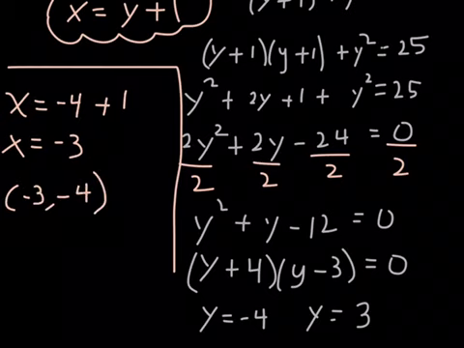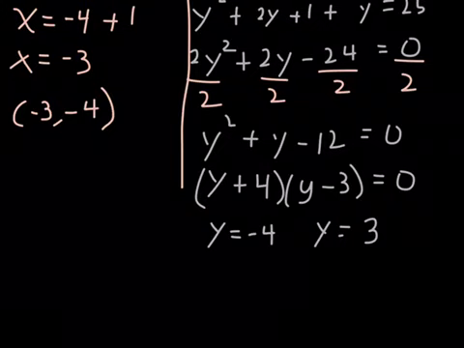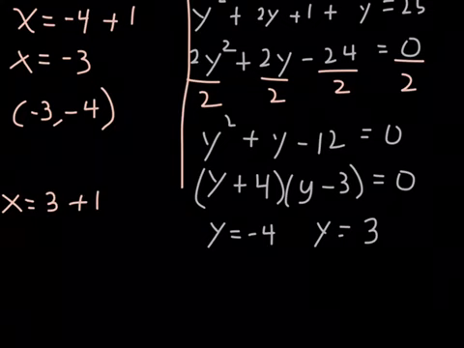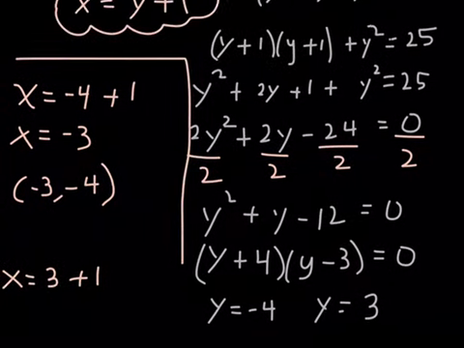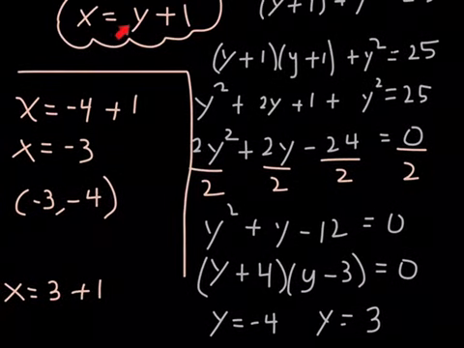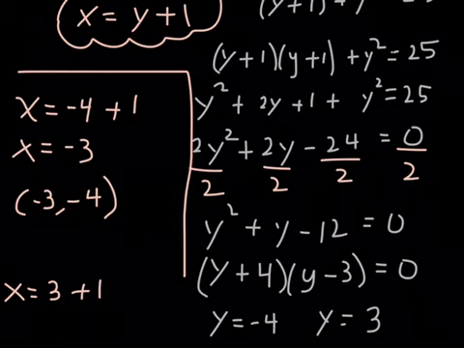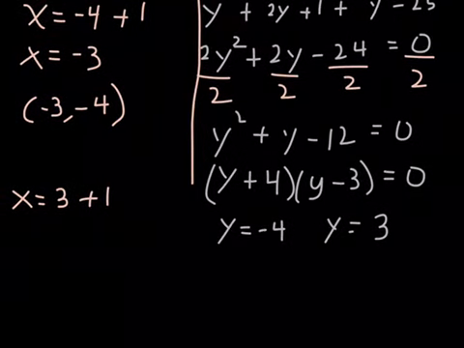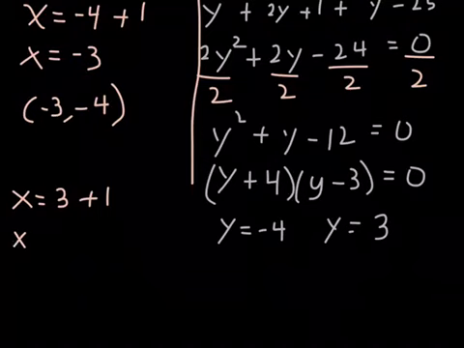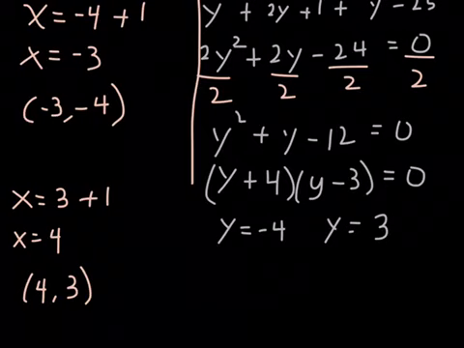Now, I have to plug in the other y value as well. So let's do that. x is equal to 3 plus 1. Remember, I keep scrolling up and down, sorry. But now I'm plugging in the number 3 for y, okay? Which gives me x is equal to 4. So this ordered pair is 4, comma 3. All right? So you have 2 points of intersection.